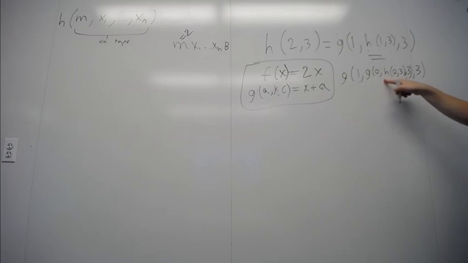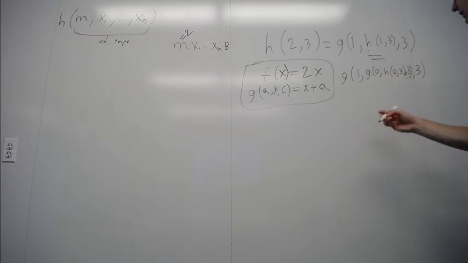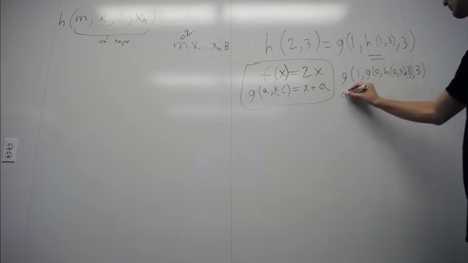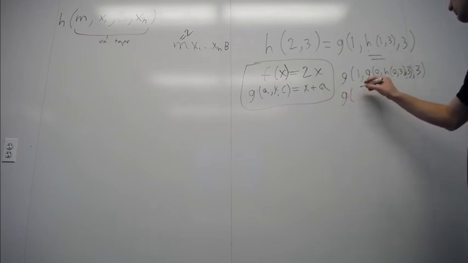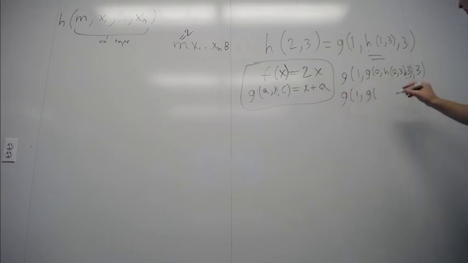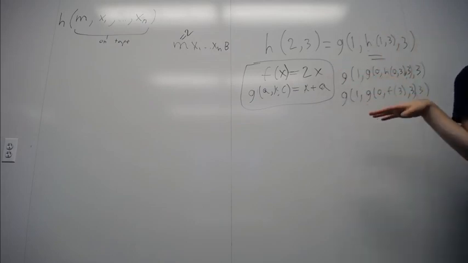Okay, what about this one? Now H is easy, right? F of 3. So the important thing is F is generally fairly simple, but G can be very complicated.